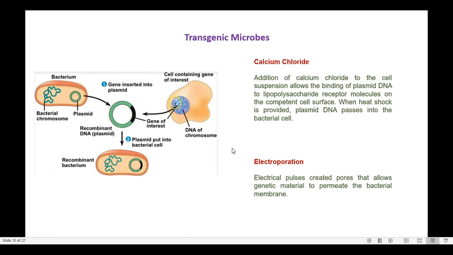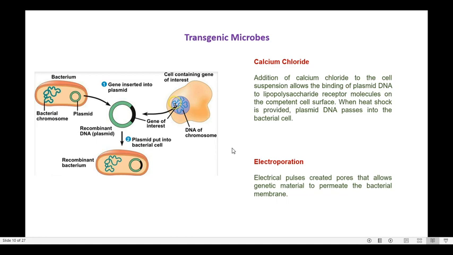For example, if you want to make human insulin protein in a bacterial cell, we have to isolate the gene for the insulin protein. Then we recombine the gene for insulin into the plasmid. Then we transform this recombinant DNA into the bacterial cell. So the bacterial cell will synthesize this insulin protein. This is the purpose, and it is a simple example of the usage of transgenic microbes.